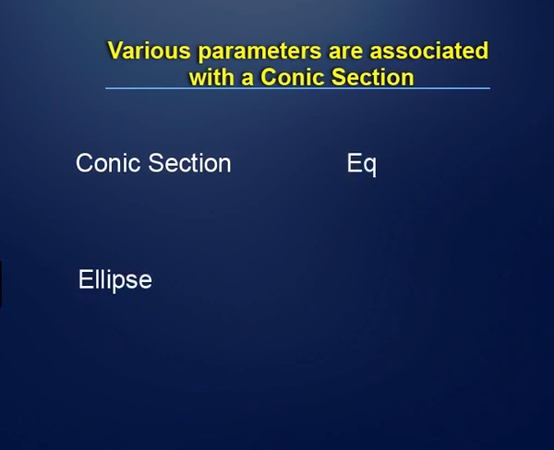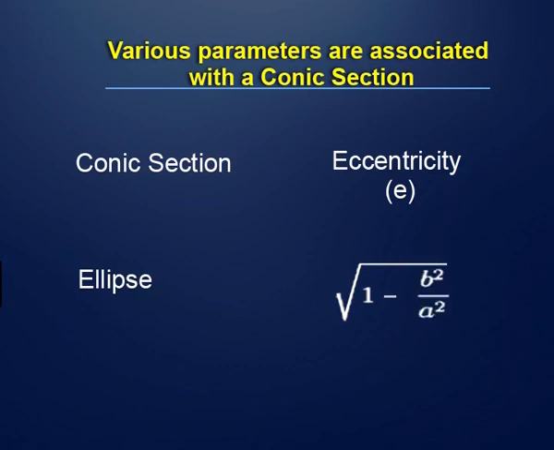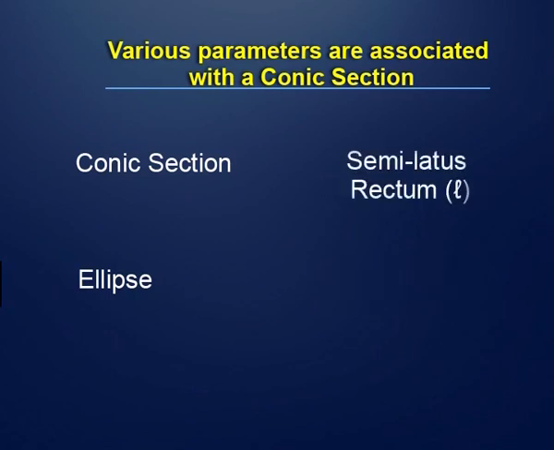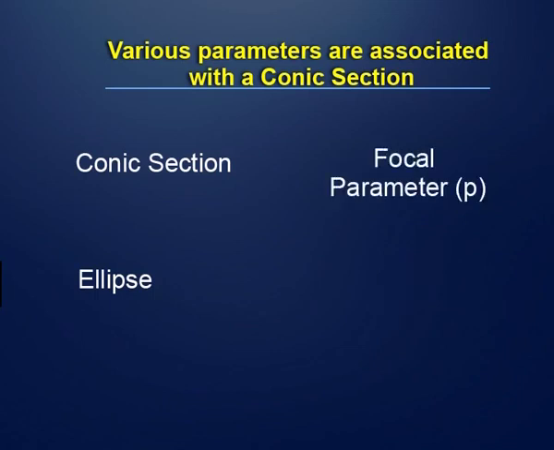Ellipse, equation x squared upon a squared plus y squared upon b squared equal to 1, eccentricity under root 1 minus b squared upon a squared, linear eccentricity under root a squared minus b squared, semilatus rectum b squared upon a, focal parameter b squared upon under root a squared minus b squared.